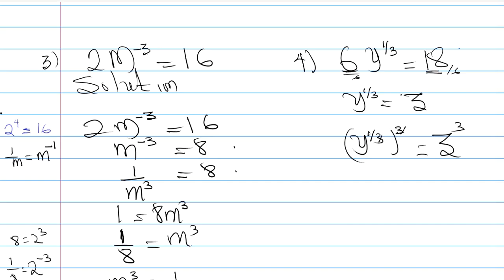Okay. So when we have 1 over 3 times 3, that is 1. This cancels here. My y is equal to what? 3 raised power 3, which is 3 times 3 times 3. y is equal to 27.